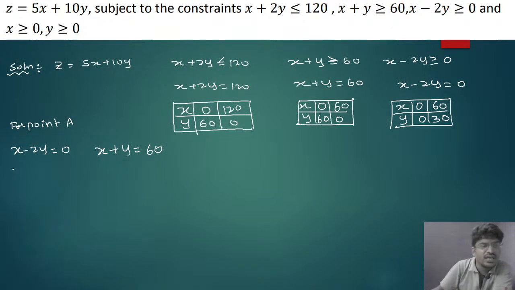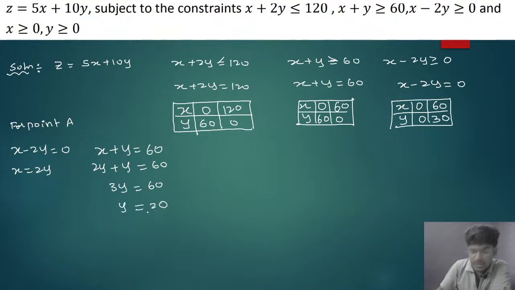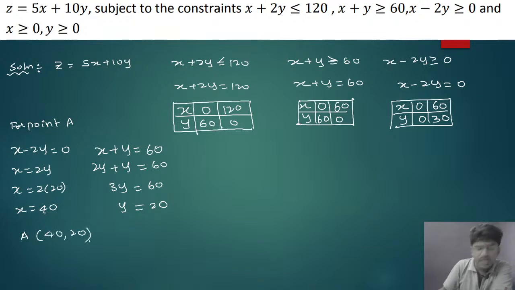So for that you can take x equal to 2y. In the place of x you can write 2y plus y equal to 60. So 3y equal to 60. Y is 20. Once you get y equal to 20, put 2 into 20, that is x will be equal to 40. So point A is 40 comma 20.